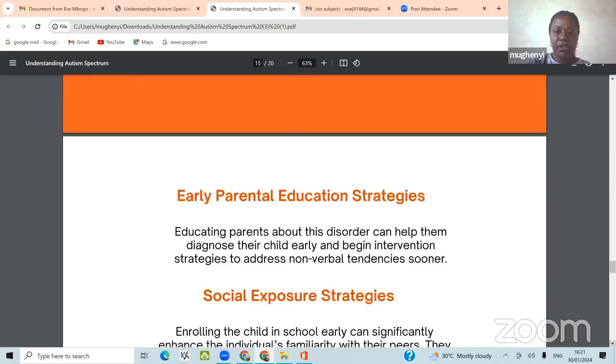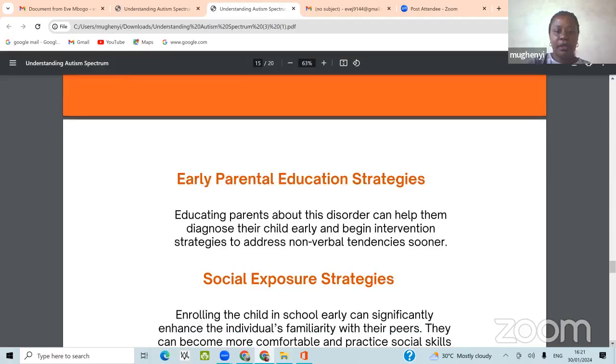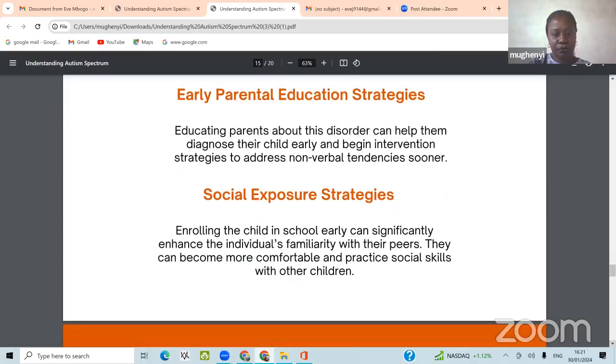So how do we do this early intervention? We see early parental education strategies. Parents have to be educated about these disorders, and go early to diagnose their children and begin intervention strategies, so as to address those behavioral tendencies as soon as possible.